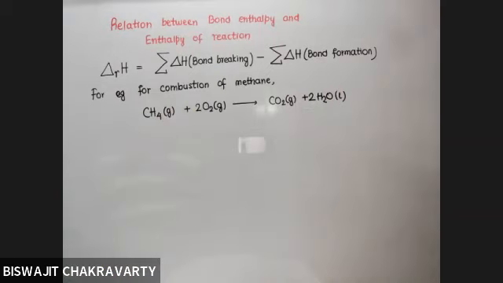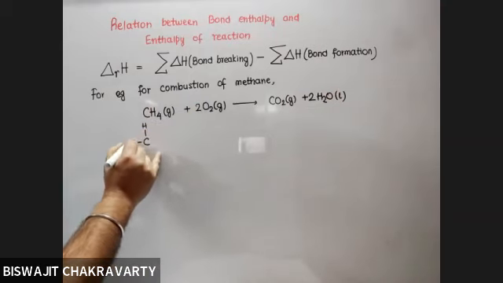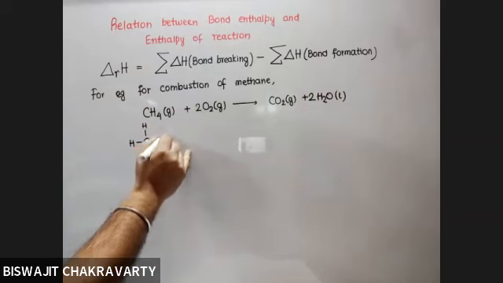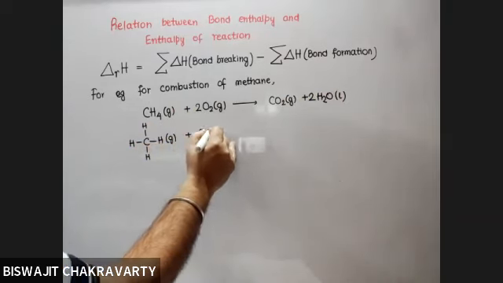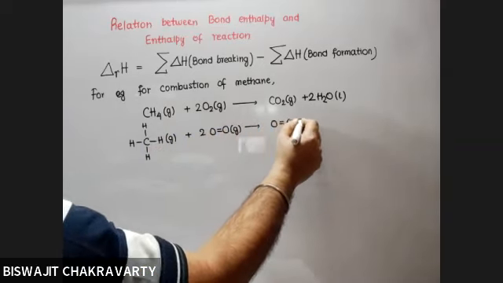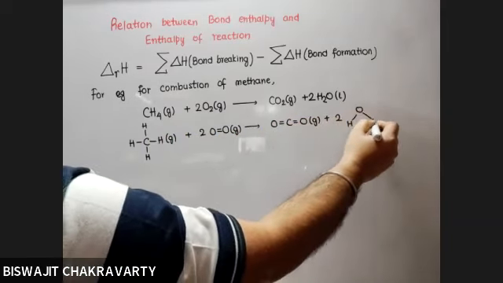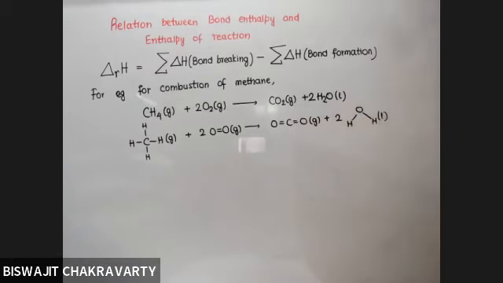You won't be able to say in detail what the exact bond breaking and bond formation expression will be unless you open up the structure. So methane is CH4, oxygen is O double bond O, carbon dioxide is O double bond C double bond O, and water of course is this. So we have opened up each and every structure so as to understand which bonds need to be broken down and which bonds will be formed.